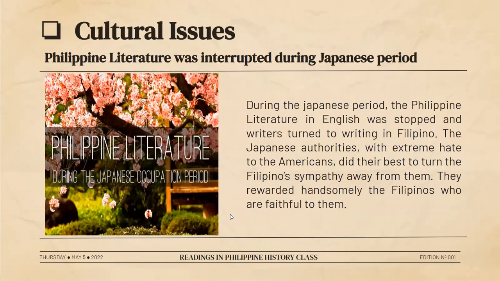Next is cultural issues. First, Philippine literature was interrupted during the Japanese period. During the Japanese period, Philippine literature in English was stopped and writers turned to writing in Filipino. The Japanese authorities, with extreme hate for the Americans, did their best to turn Filipino sympathy away from them. They rewarded handsomely the Filipinos who were faithful to them.